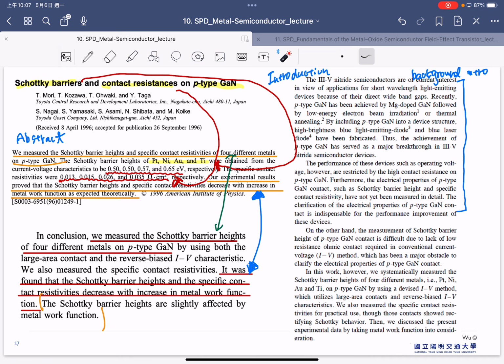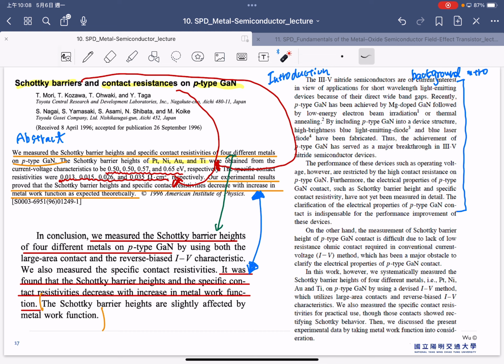If you look at the detail here, it mentions that 3-5 nitride semiconductors are of current interest from the viewpoint of application for light emitting devices. So this paper is mainly about fabricating LEDs because of the direct wide band gap. That's a typical opening for the introduction. And usually after the typical general opening, we start to mention some recent work.